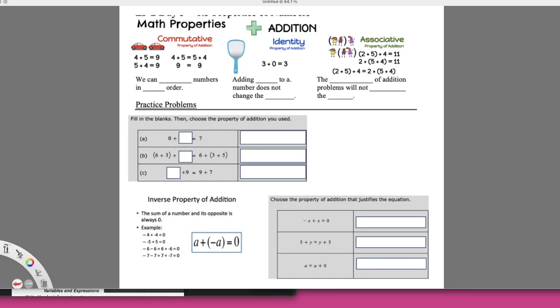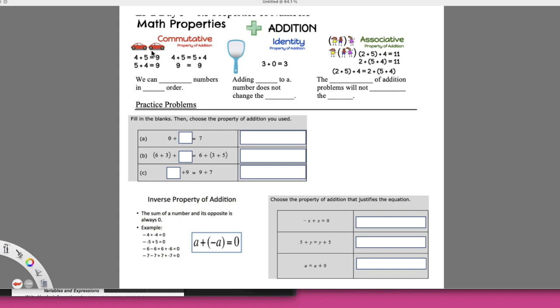Alrighty, so in this video we're going to start talking about some math properties. This one's going to be specifically about the addition math properties that we look at in this class. So we have commutative, identity, and associative. Those are our three main ones. We also have the inverse property of addition. We'll talk about that in a moment.